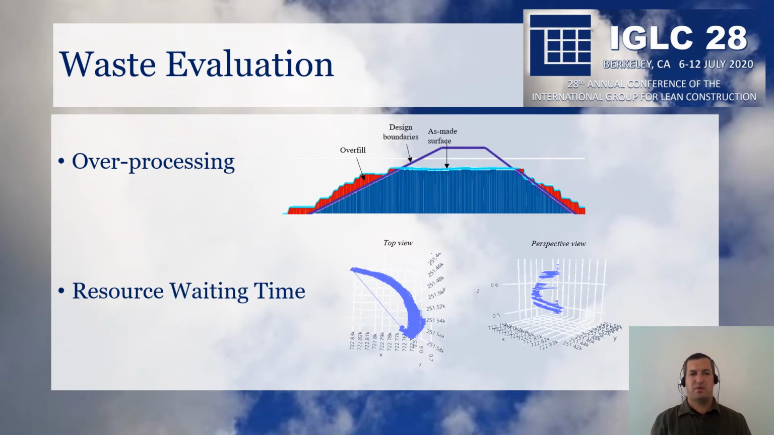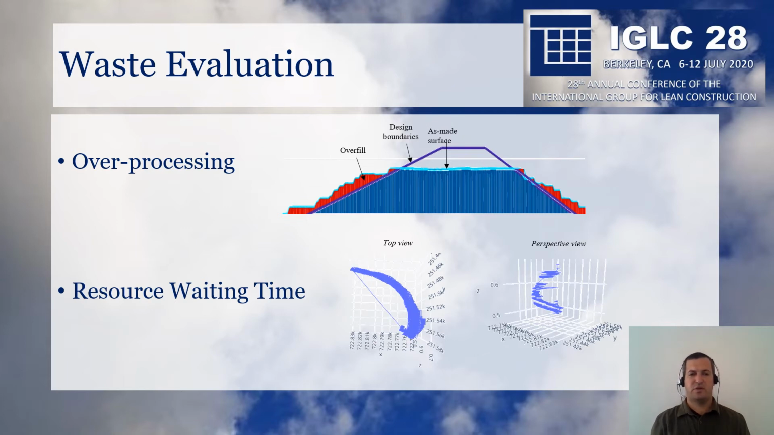In the case study, we recognized two types of waste. One was overprocessing and the other was resource waiting time. Overprocessing we evaluated according to overfill. As we can see in the image, the design boundaries are in blue and the red area represents overfill, meaning layers that were performed beyond the design boundaries.